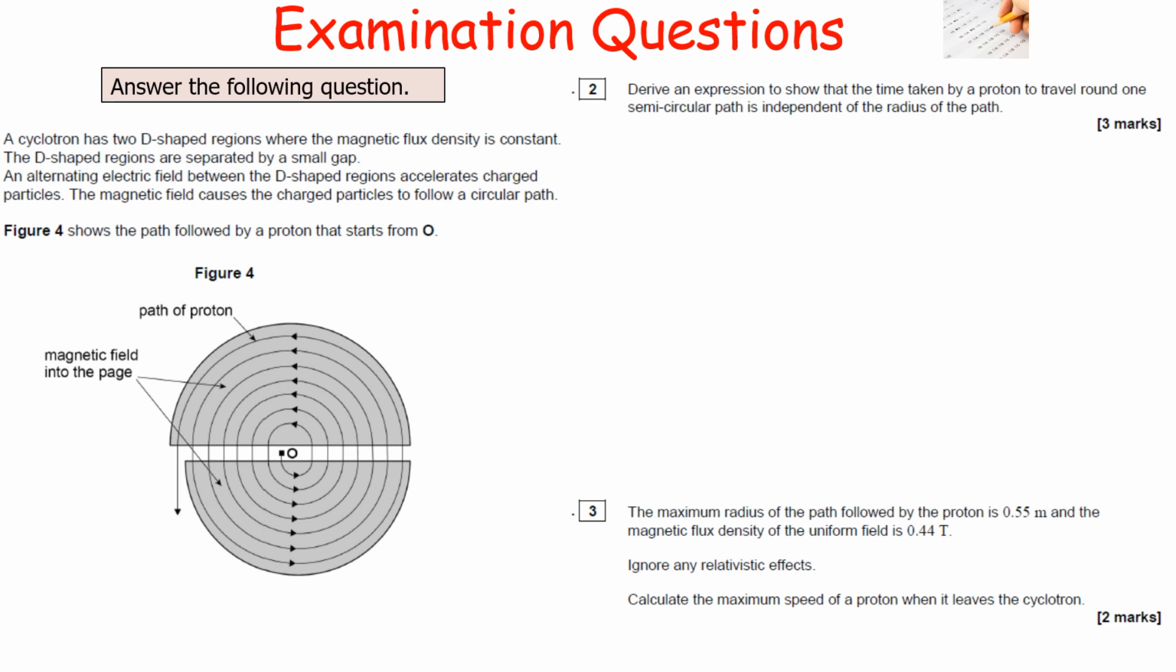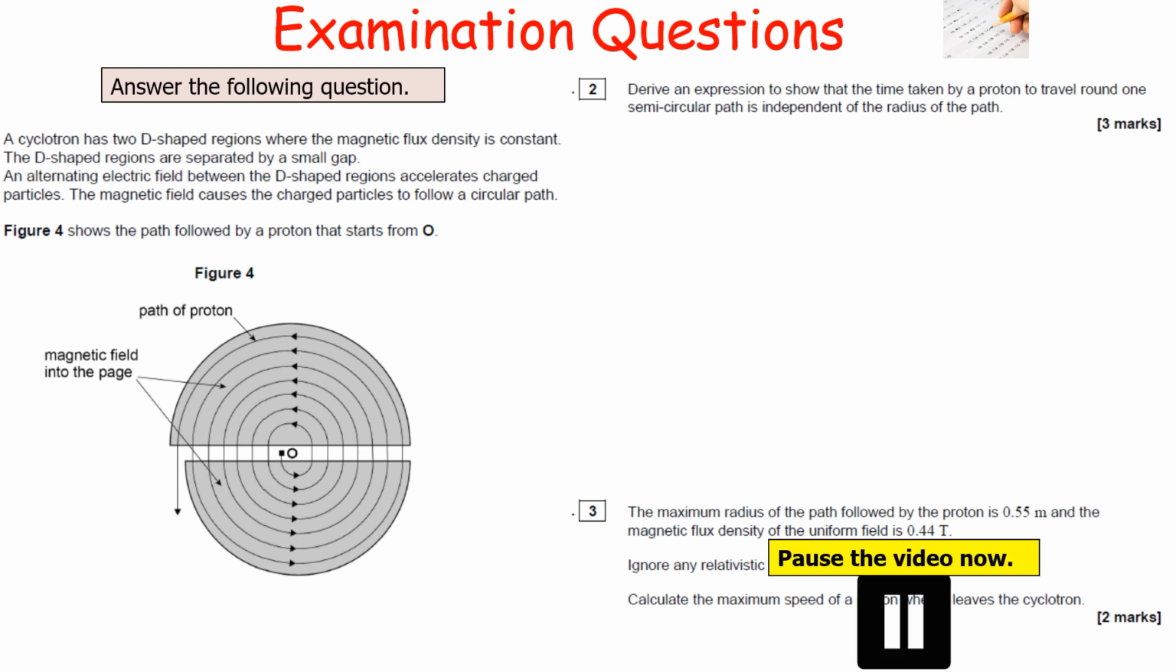So derive an expression to show the time taken by a proton to travel around one semicircular path is independent of the radius of the path, and that the maximum radius of the path followed by a proton is 0.55 meters and the magnetic flux density of the uniform field is 0.44 teslas. Calculate the maximum speed of a proton that leaves the cyclotron. So pause the video now, then unpause the video when you want to go through your answer.